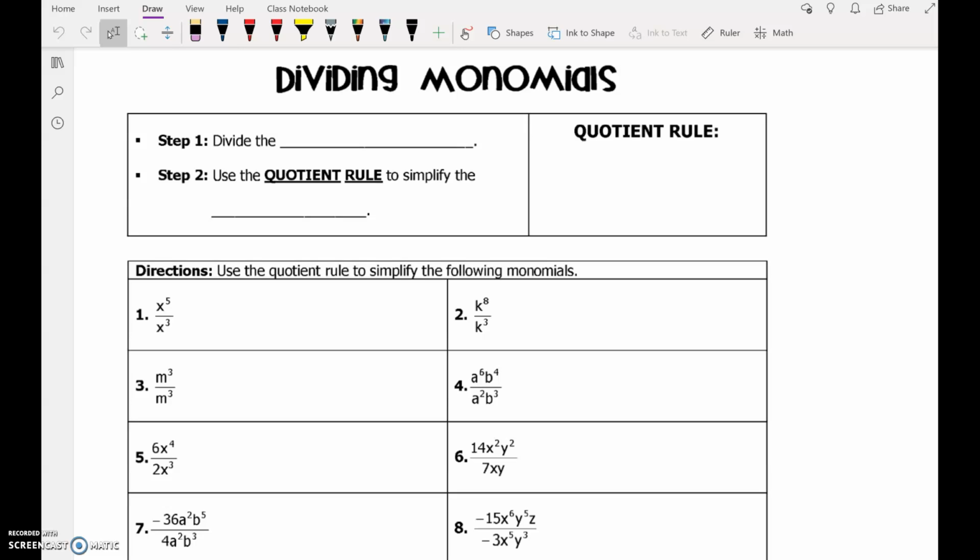So in terms of the quotient rule, you have two things to remember. Again, the operation with the coefficients is as it seems. In this case, it says you will be dividing the coefficients, and we are going to use this new rule, which is the quotient rule, to simplify the exponents.